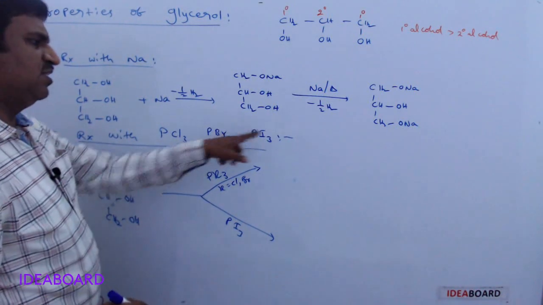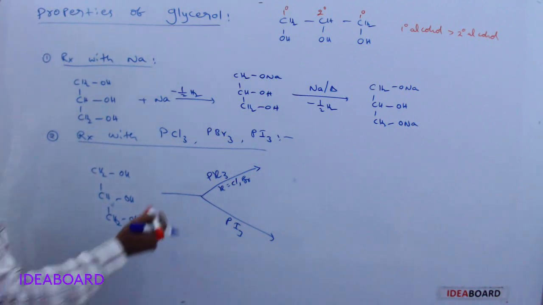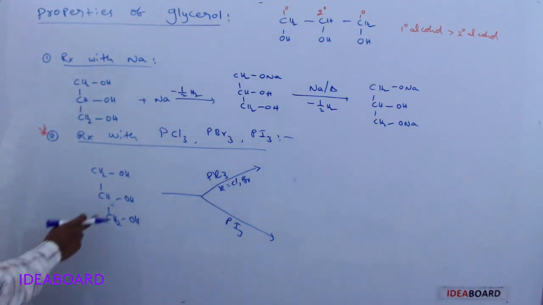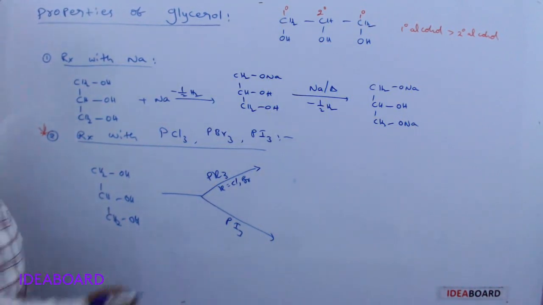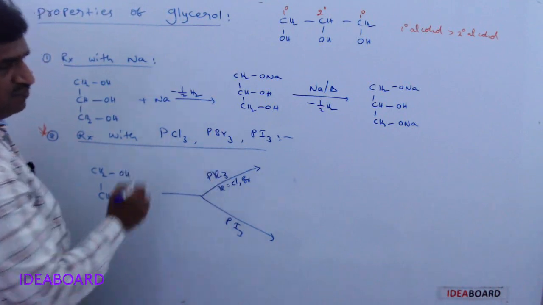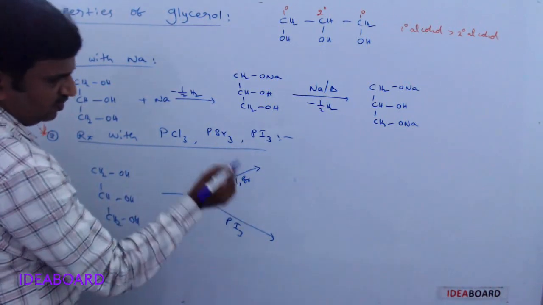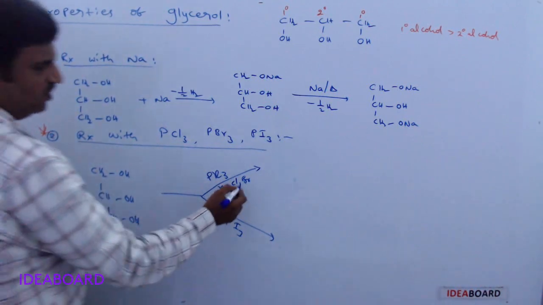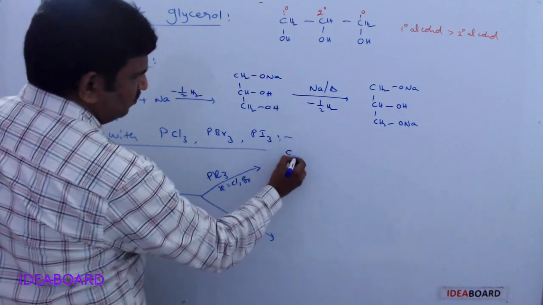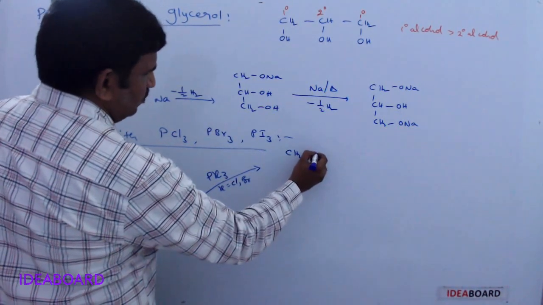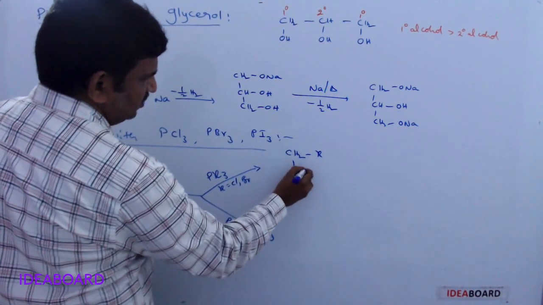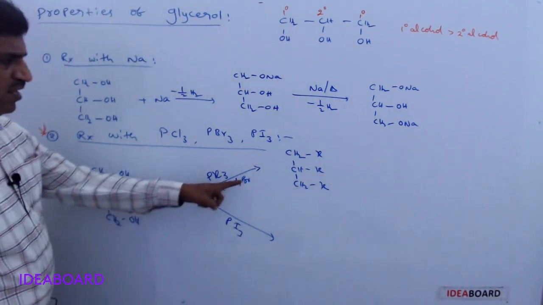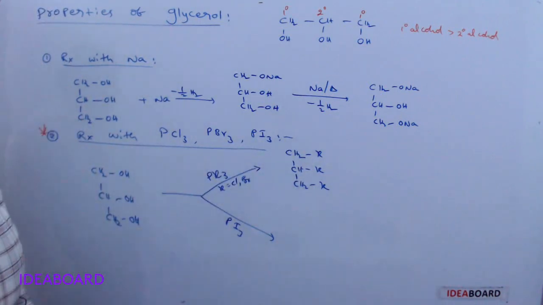Next, reaction with PCl3, PBr3, PI3. Here, please remember, this is also a very important reaction. If you are taking glycerol, PX3 means chlorine or bromine, and there is another type of reaction with iodine. With chlorine or bromine, all the three OH groups are replaced, so we will get CH2X, CHX and CH2X, where X means chlorine or bromine.